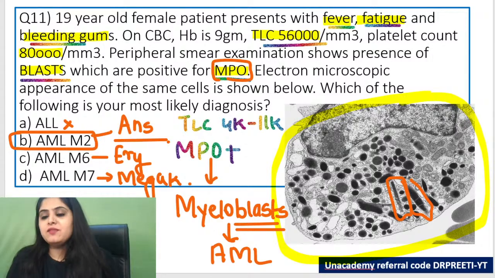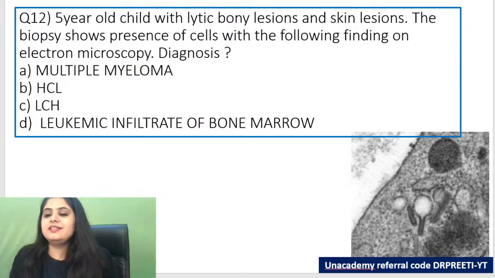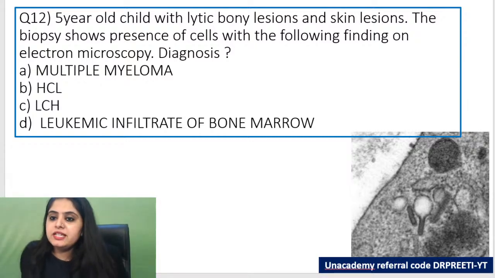एक question 12 और है, which is a spotter, and really I don't have to teach you much in that. 5-year-old child with lytic bony lesions and skin lesions. Now batao. The biopsy shows something which I have shown you. Diagnosis. It's a spotter. Trust me, I think you can teach me better. I have nothing to teach you in this. 5-year-old child, lytic bony lesion.